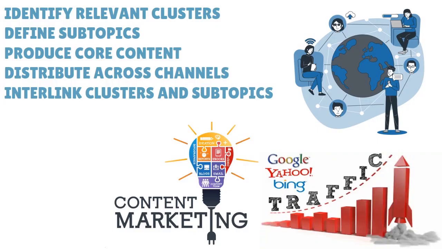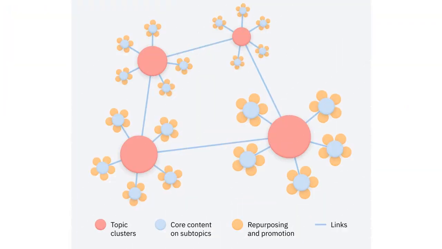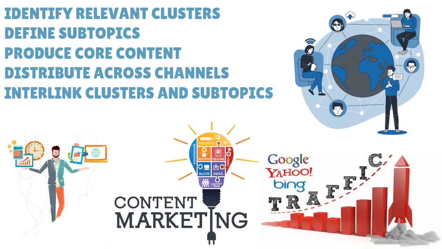Okay, so if we were to visualize this CCN framework, consisting of several clusters, it will look like something like this. I want you to look on the screen here. So you have topic clusters, core content on subtopics, repurposing and promotion, and finally you have links. Okay, so content playground could be visualized as a fully connected network with different node sizes. Okay, so this is really cool from a flexibility point of view as well.